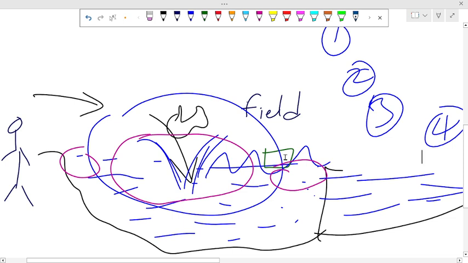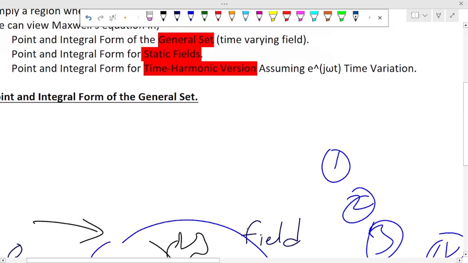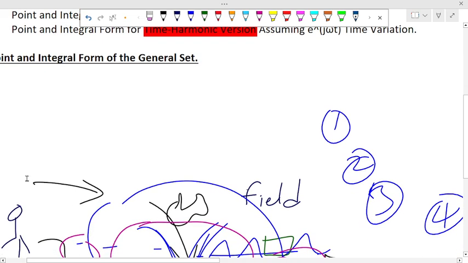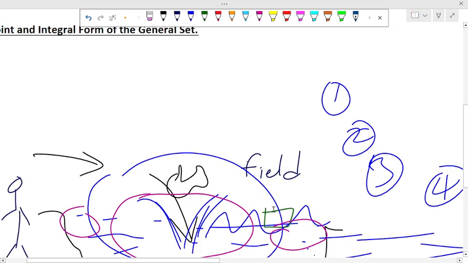That's the movement of the field, okay? How the field is propagated. So that's the general form. But for the static form, we do not consider how the field moves. Okay, we do not consider that. We consider the source, what causes the movement. Please watch the last video to understand this example here.